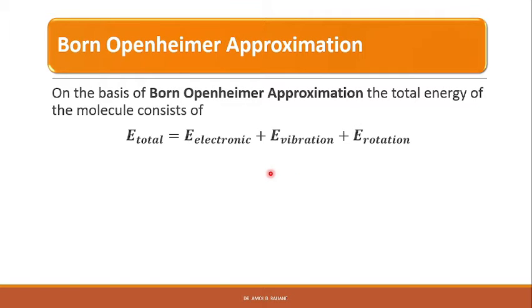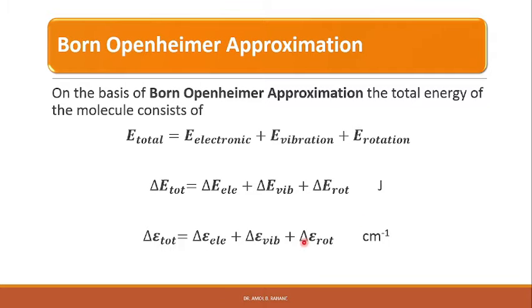The change in the total energy may be written as delta E total equals delta E electronic plus delta E vibrational plus delta E rotational, which is in joules. And if we write these energies in per centimeter unit, we can write delta E total equals delta E electronic plus delta E vibrational plus delta E rotational, in per centimeter units. In spectroscopy we generally use the per centimeter unit.